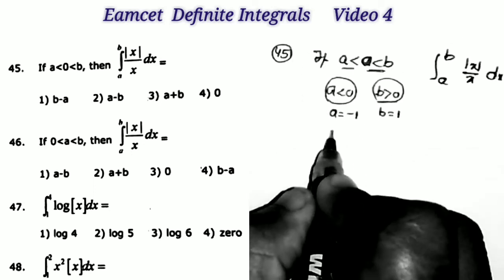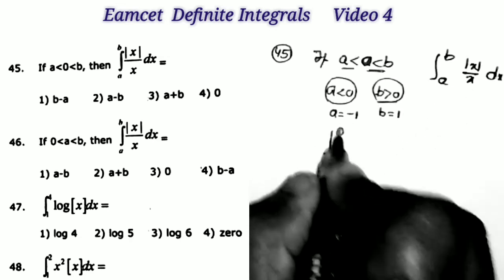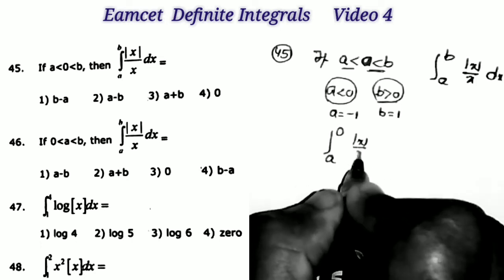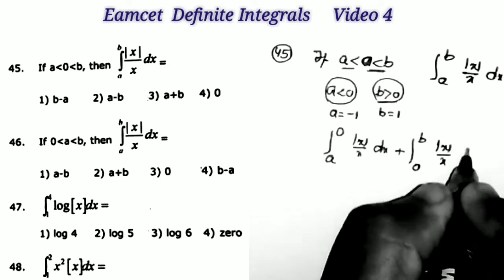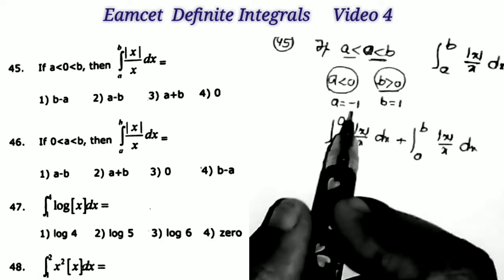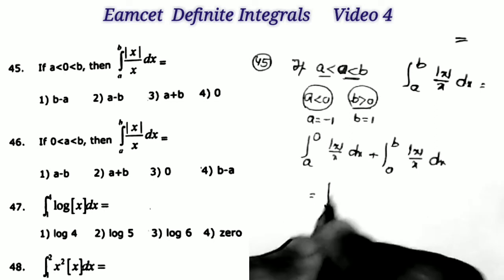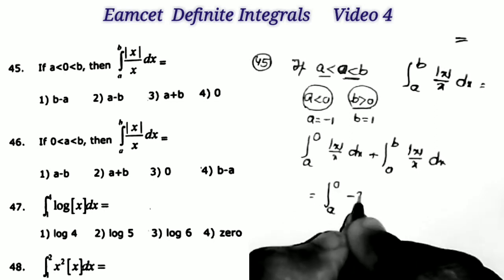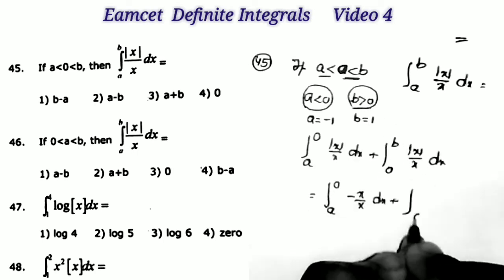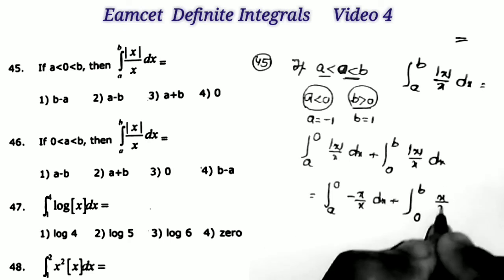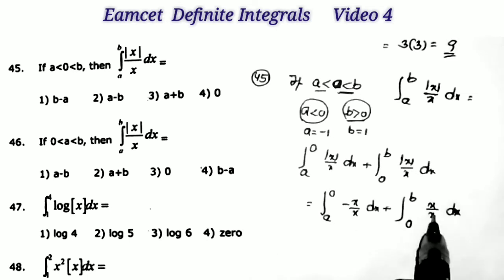Now the given integral is the integral from a to b of the function. I split the integral as a to 0 of |x|/x dx plus the integral 0 to b of |x|/x dx. In the interval minus 1 to 0 the values are negative, so we take |x| equal to minus x. So this becomes minus x by x dx plus integral 0 to 1, positive values, where we take |x| equal to x.